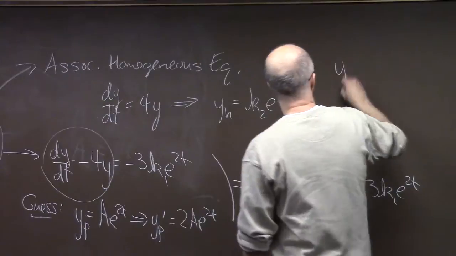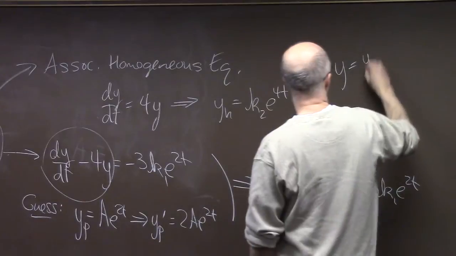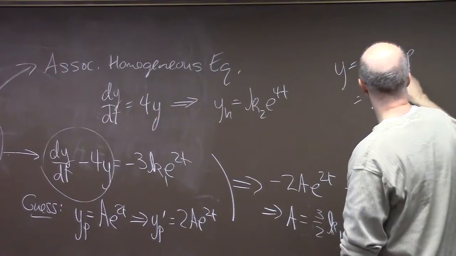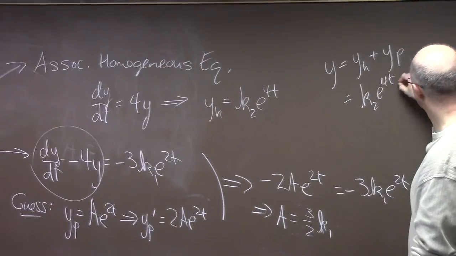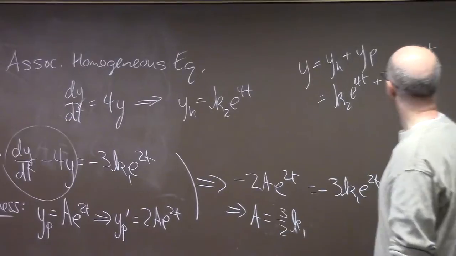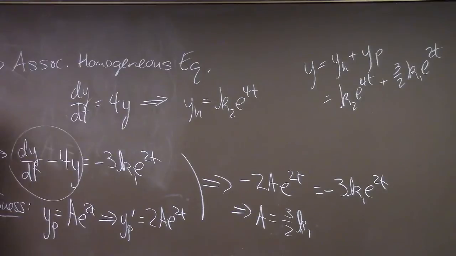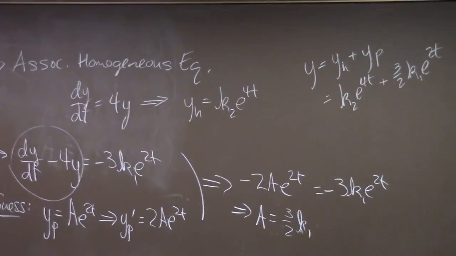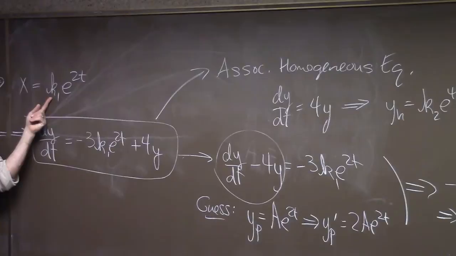So the general solution of the non-homogeneous equation, this one, is yh plus yp: k2 e to the 4t plus 3/2 k1 times e to the 2t. It's got 2 arbitrary constants in it, one of which does involve the same k1 as the arbitrary constant in the x equation. Those are the same k1. They have to be the same for this to work.